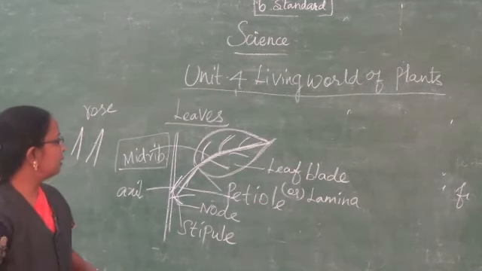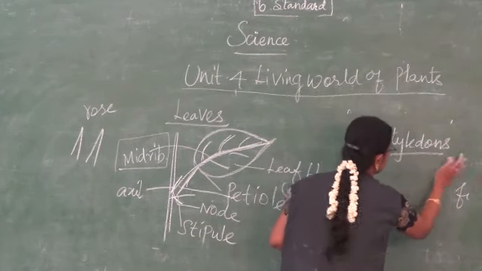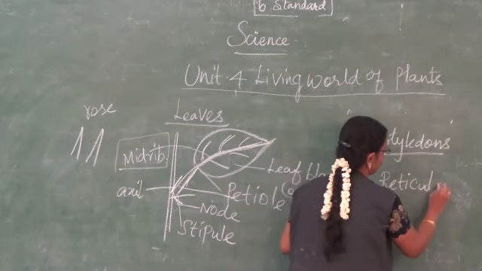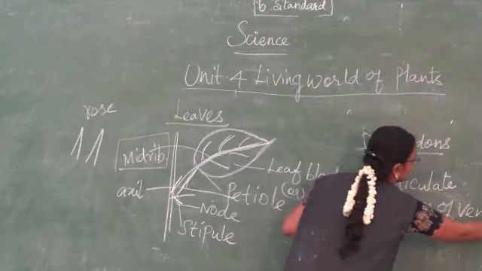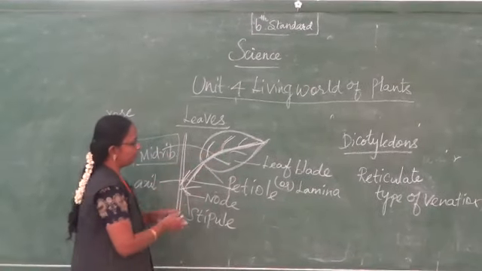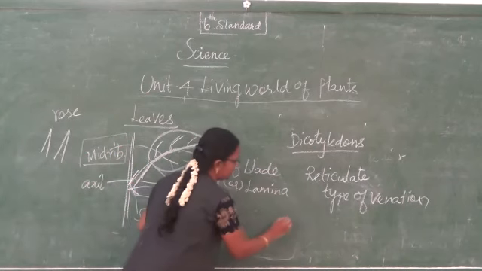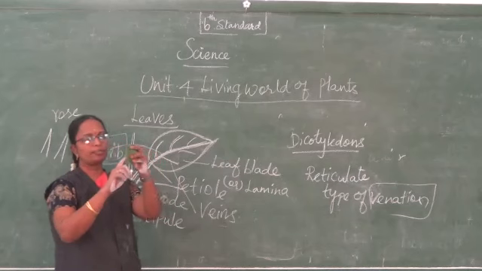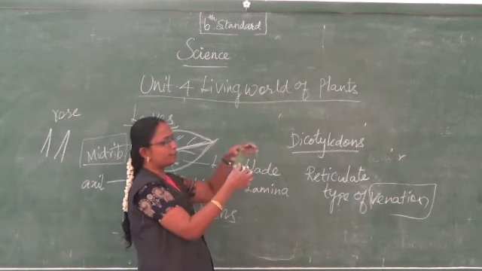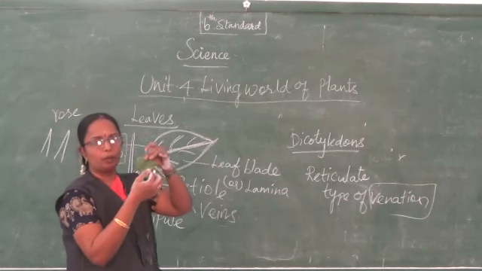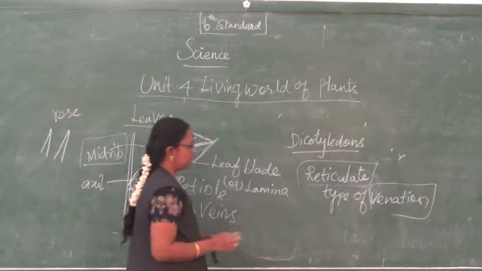Dicotyledons possess the reticulate type of venation. The arrangement of veins on the leaf is known as venation. In dicotyledon plants, the arrangement is known as reticulate venation because the veins appear to form a web-like structure. So it is known as reticulate type of venation.